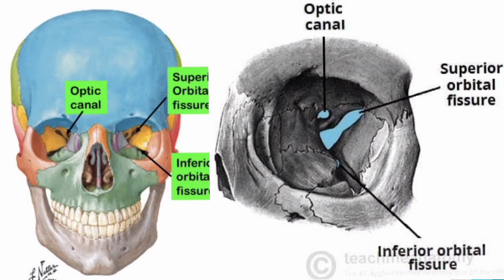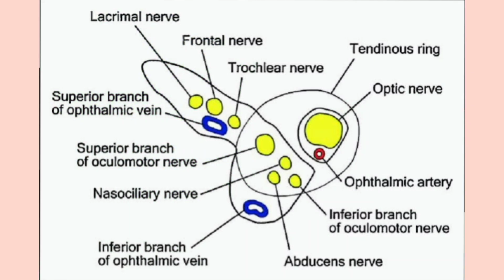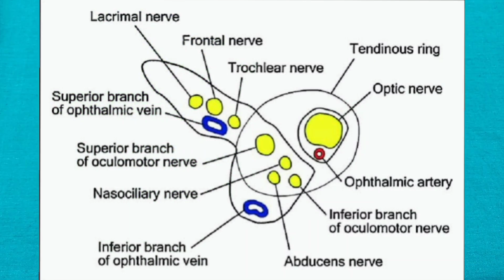One thing to be remembered: between the greater wing of sphenoid and lesser wing of sphenoid there is the superior orbital fissure, but the inferior orbital fissure is present between the lower border of the orbital surface of the greater wing of sphenoid and the maxilla. Structures passing through the superior orbital fissure, I told you while I was discussing the middle cranial fossa.